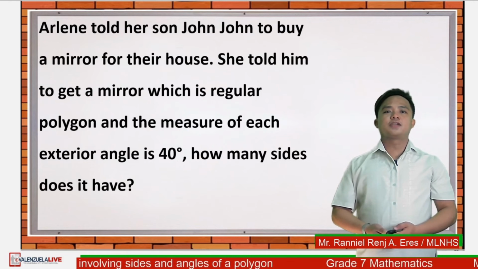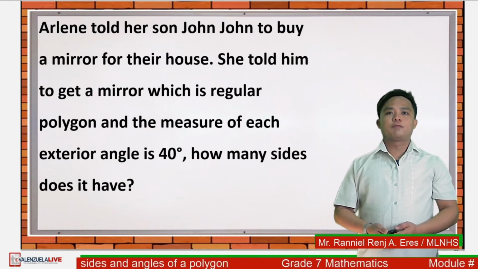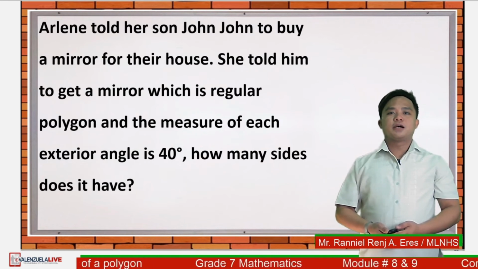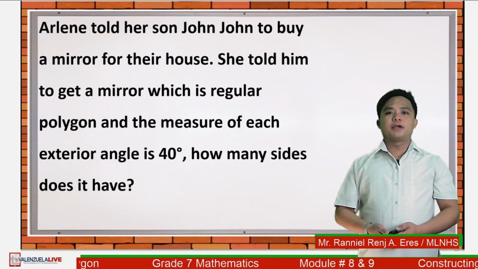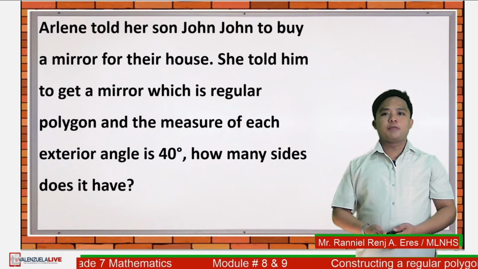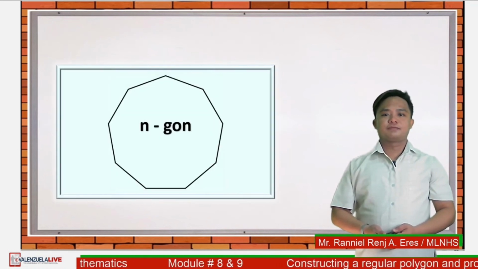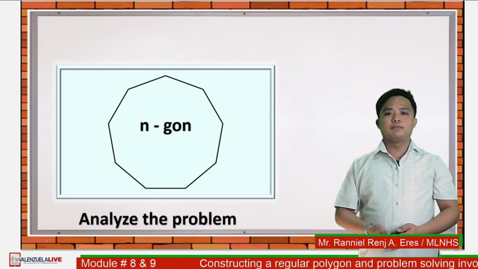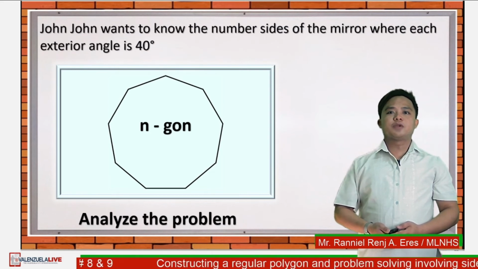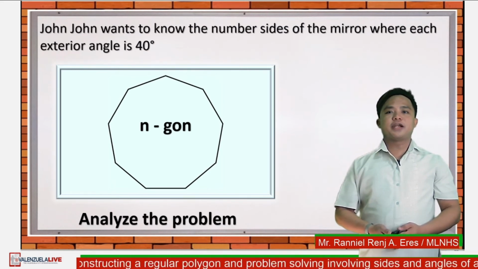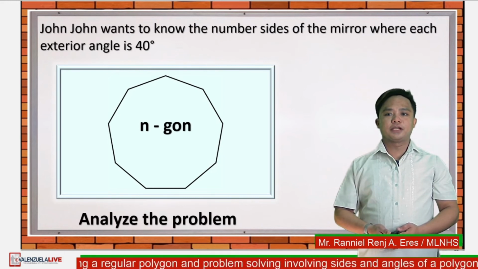Arlene told her son John to buy a mirror for their new house. She told him to get a mirror which is a regular polygon and the measure of each exterior angle of it is 40 degrees. How many sides does it have? So, let's analyze first the problem. John wants to know the number of sides of the mirror where each exterior angle is 40 degrees.